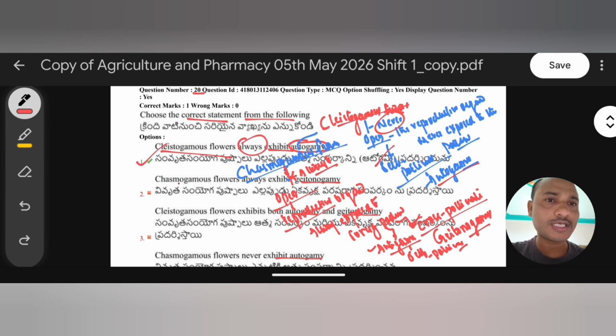Why? Because the chasmogamous flower does not always exhibit geitonogamy. Always exhibiting geitonogamy means wrong. Why? Because sometimes the chasmogamous flower also performs autogamy. So this statement is wrong. Cleistogamous flower exhibits both? No. Why? Because the cleistogamous flower exhibits only autogamy, not geitonogamy. Chasmogamous flower never exhibits autogamy? No. It can exhibit autogamy and both. The chasmogamous flower exhibits both autogamy and geitonogamy. So the right answer is the first one.